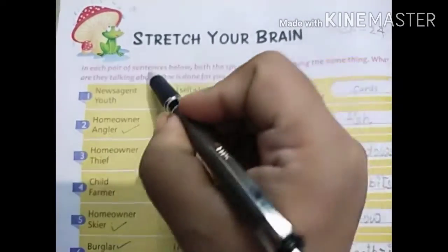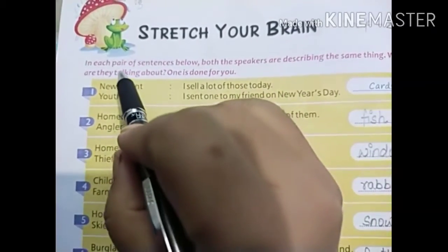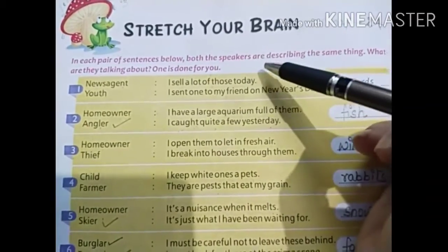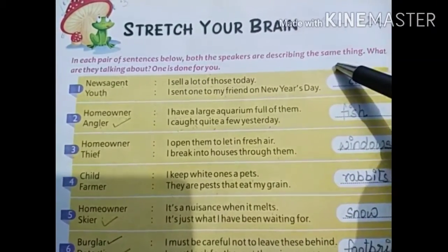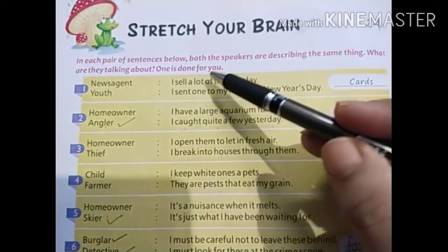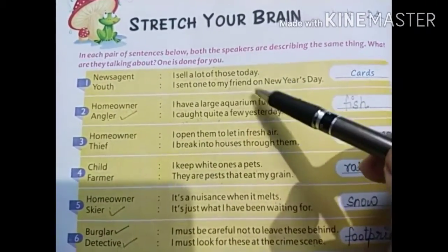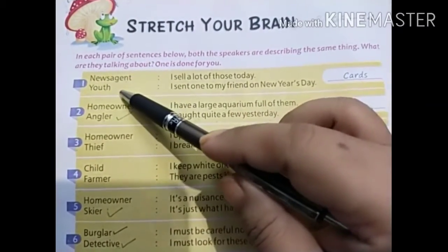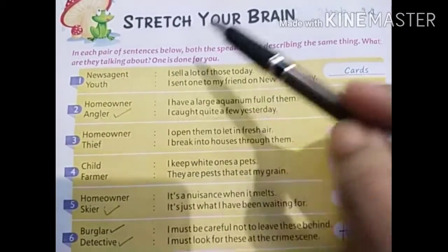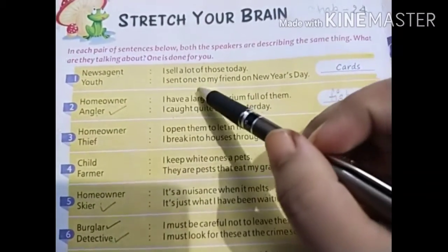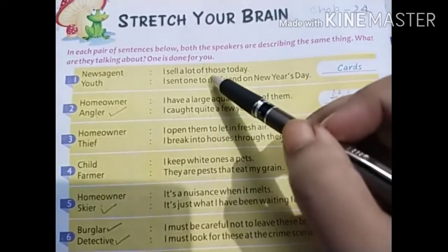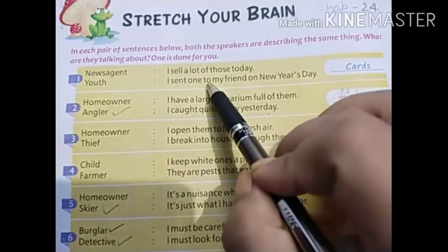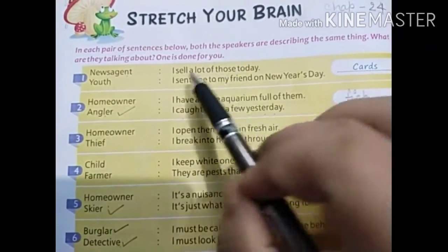So children, I am going to read the question of this chapter. In each pair of sentences below, both the speakers are describing the same thing. What are they talking about? One is done for you. So this is the question in which there are two speakers. Both are telling about the same thing, but the way they are describing it is different. On the basis of the description, we have to identify the thing they are talking about.